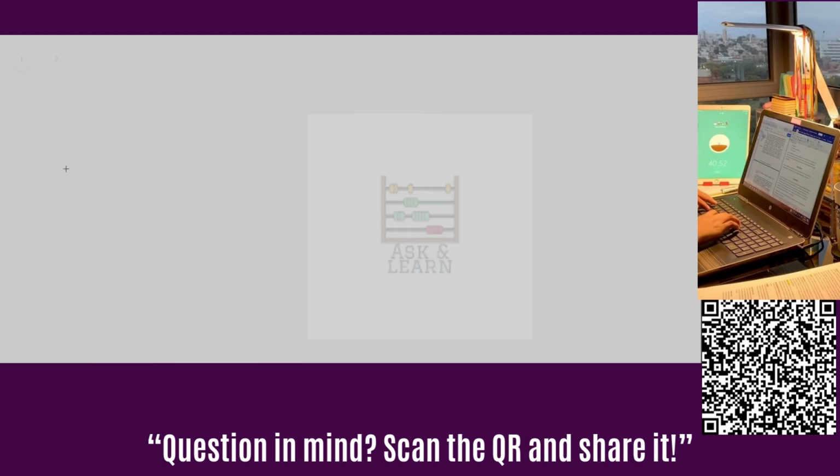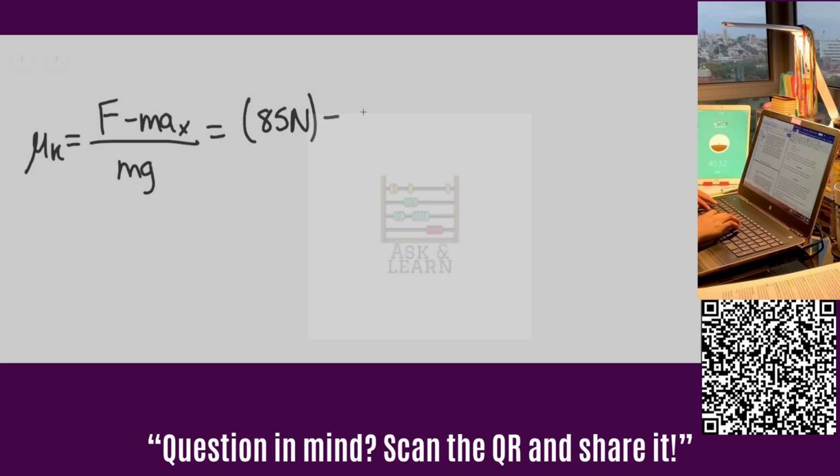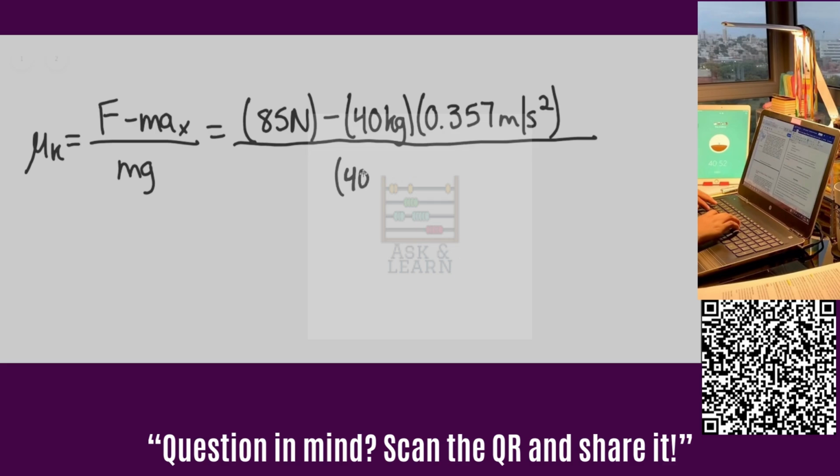And let's get a new workbook. We can say the coefficient of kinetic friction would be equal to, again, F minus m a sub x over mg. Substituting, we have 85 newtons minus the mass of 40 kilograms multiplied by 0.357 meters per second squared. This is going to be divided by 40 kilograms multiplied by 9.8 meters per second squared. And we find that the coefficient of kinetic friction is going to be equal to 0.18.